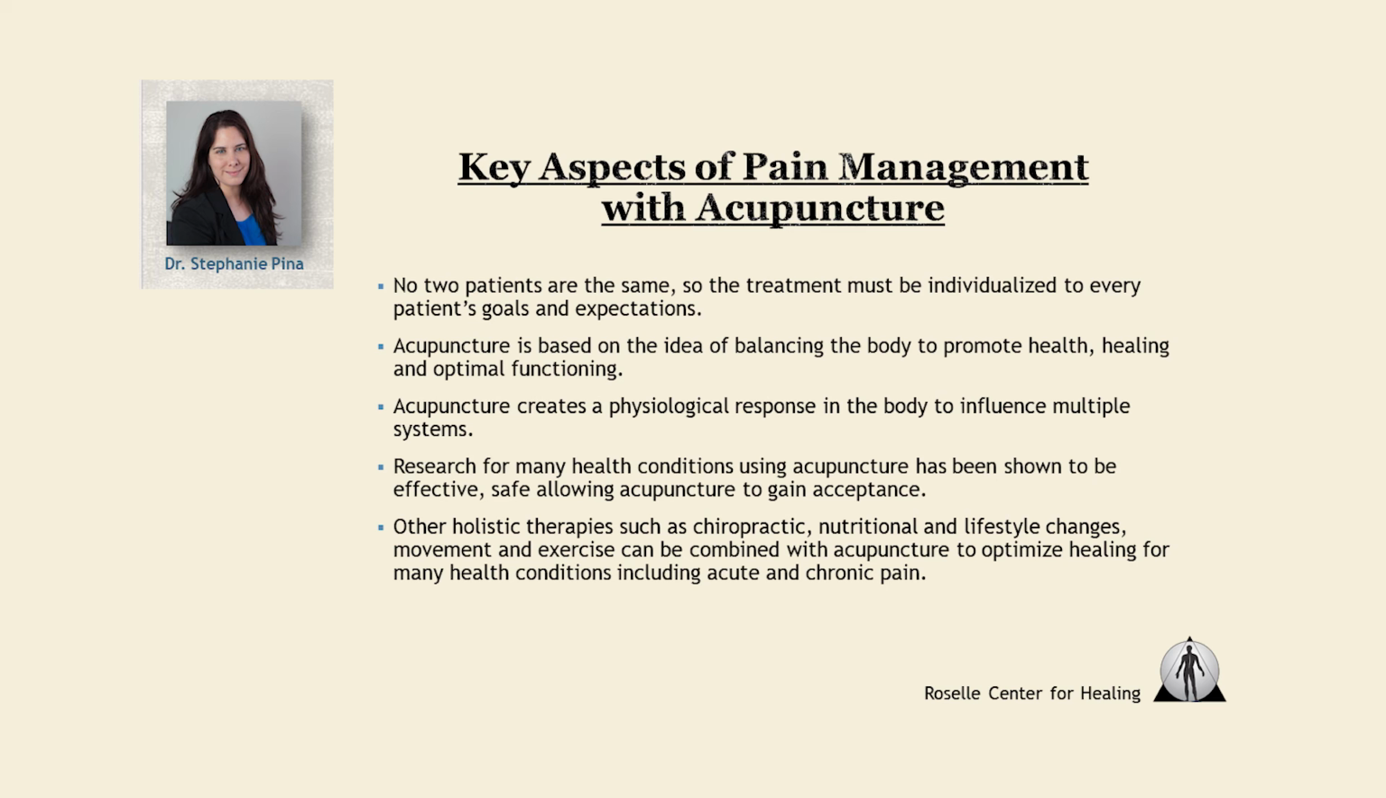Other holistic therapies such as chiropractic, nutrition, lifestyle changes, movement and exercise therapy can all be combined with acupuncture to optimize healing for many conditions, including acute and chronic pain. You've seen this in the last example, and even though every patient may not get every single one of those services, there are times when we have to evaluate when additional services might be needed.